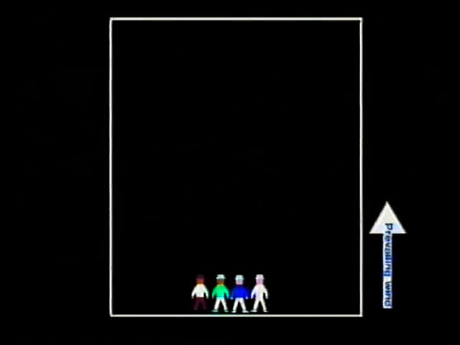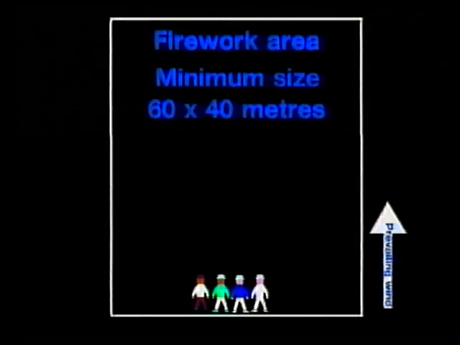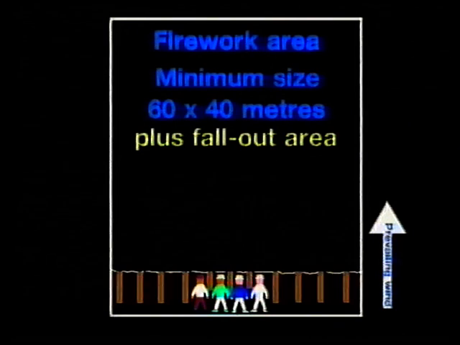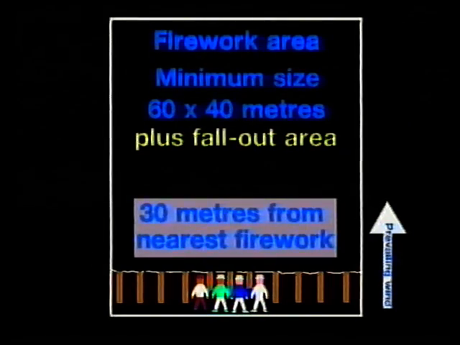Take into account that the spectators should be placed with their backs to the prevailing wind. Give yourselves plenty of room, an area about the size of a football pitch. Half for the spectators and half for the fireworks, which need at least 60 metres by 40 metres, plus an area for fallout. Fence it off to keep the spectators well back, at least 30 metres from the nearest firework. Not only is this safer, but the spectators will also have a better view.